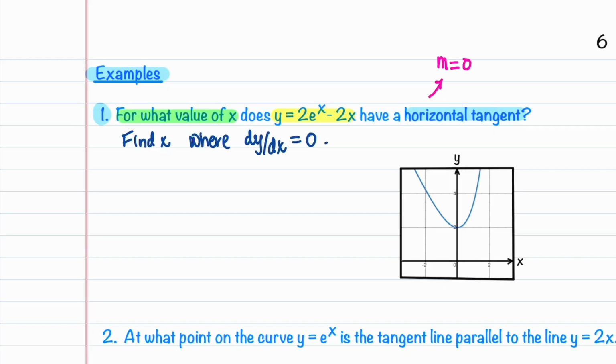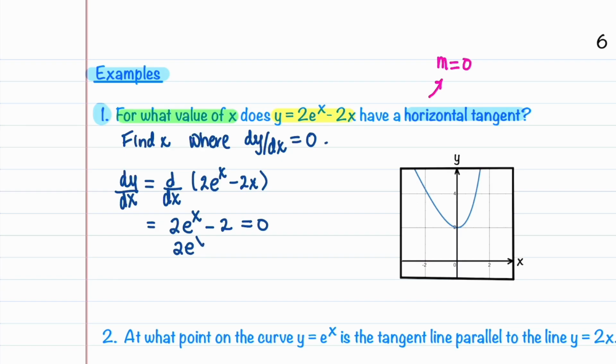Let's go ahead and take our derivative. dy/dx is the derivative with respect to x of 2e to the x minus 2x. This is 2 times the derivative of e to the x, which is just e to the x, minus the derivative of 2x, which is minus 2. And we need to set that equal to 0. Let's pull the 2 over to the right-hand side. So this is 2e to the x is equal to 2. Dividing each side by 2, we get that e to the x is equal to 1.